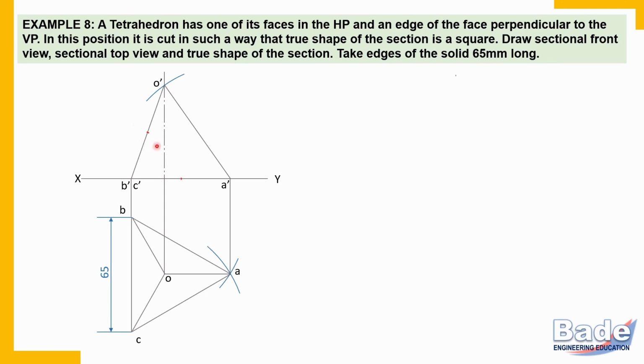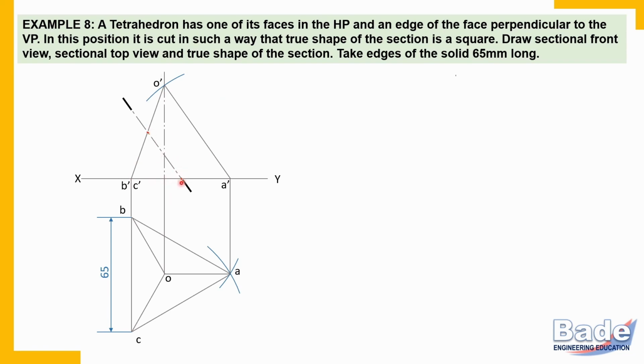Once you get the midpoints of these edges, draw the cutting plane line through these midpoints. So this cutting plane line will give you not just four corners but an exact square. This is the removed portion, because for the sectional top view, the observer is watching from the top. So the section must be visible from the top. So the portion nearer to the observer is to be removed and the portion closer to the XY line is retained.